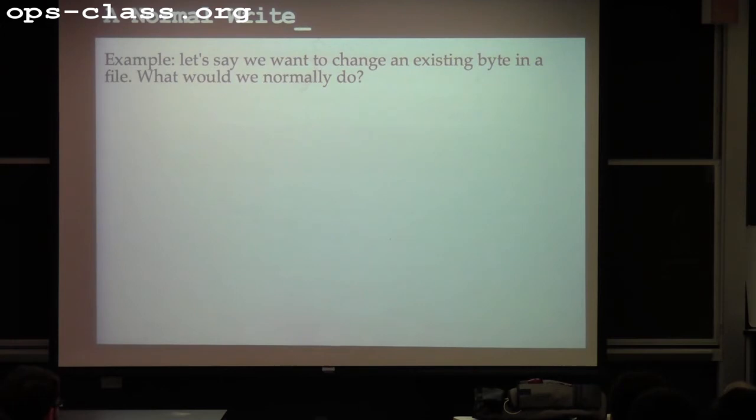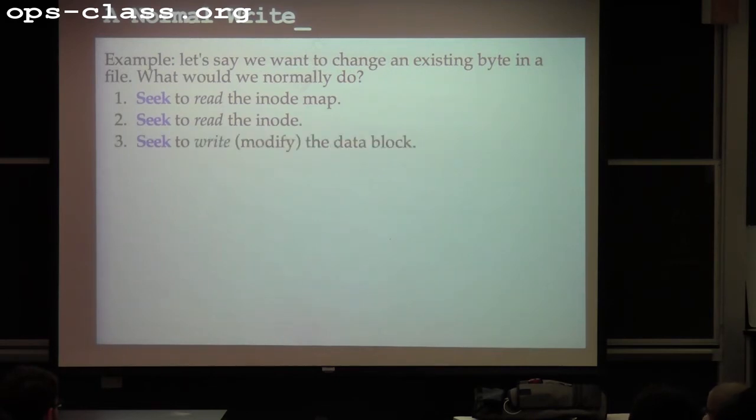So let's remind ourselves what we do for a normal write on a normal file system, right? First I have to seek to read the inode map to find out where the inode is for this file. Then I need to find the inode itself. Then I need to do a third seek, because the inode is going to tell me where the data block is that contains the byte that I want. It's possible that there are a couple of other seeks in here. Why?